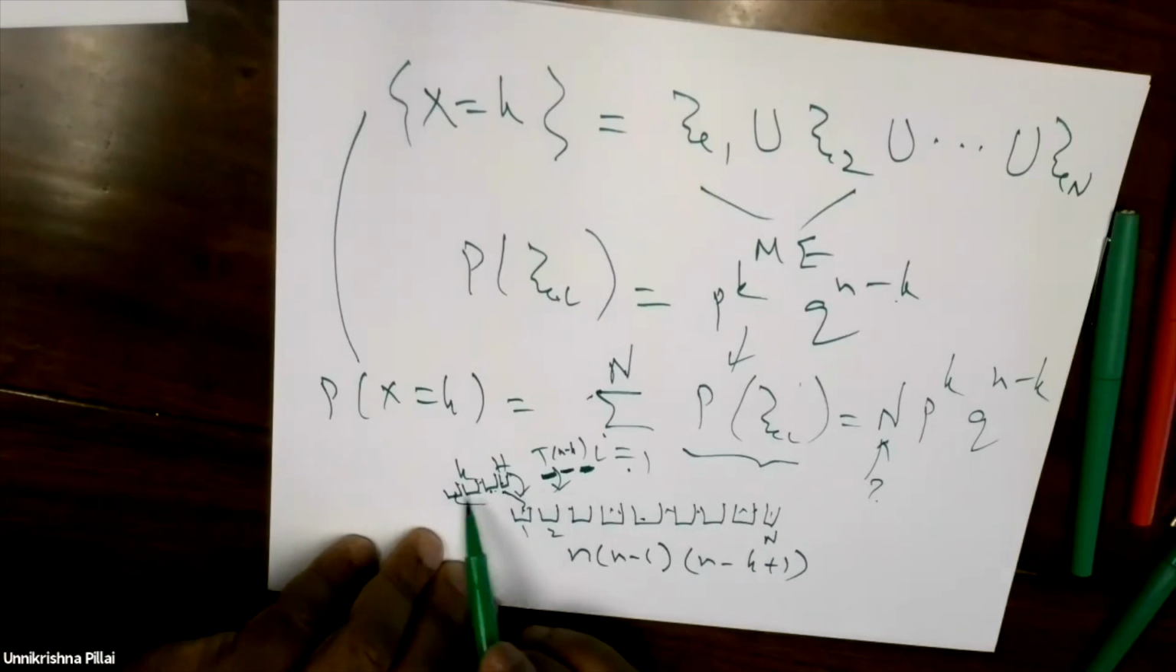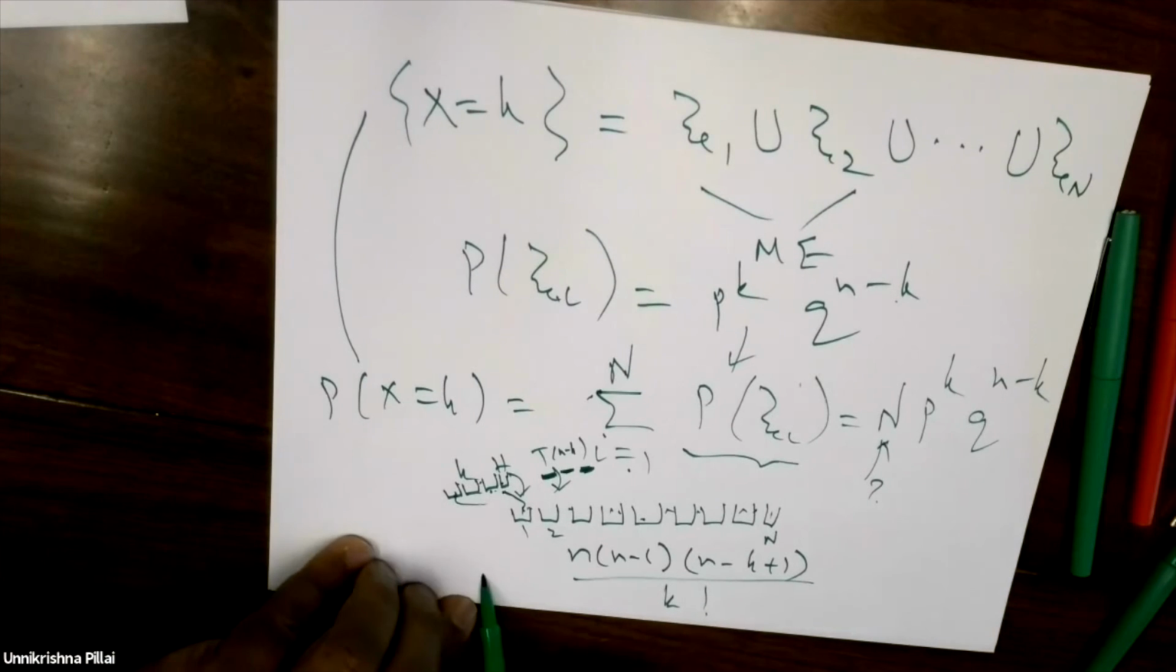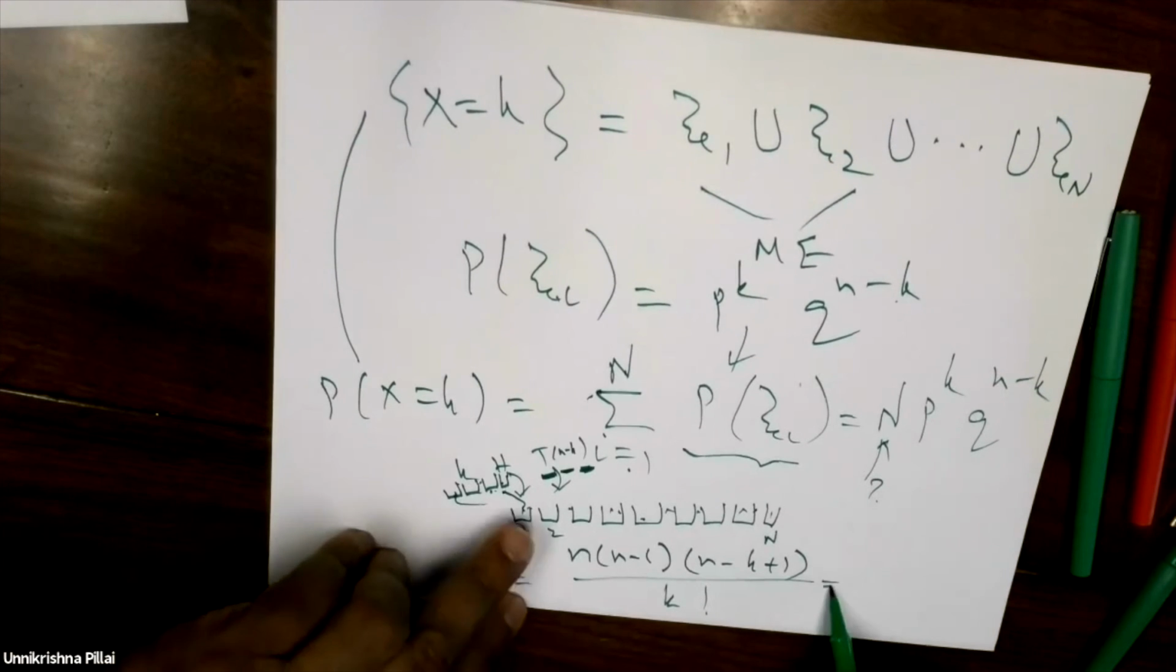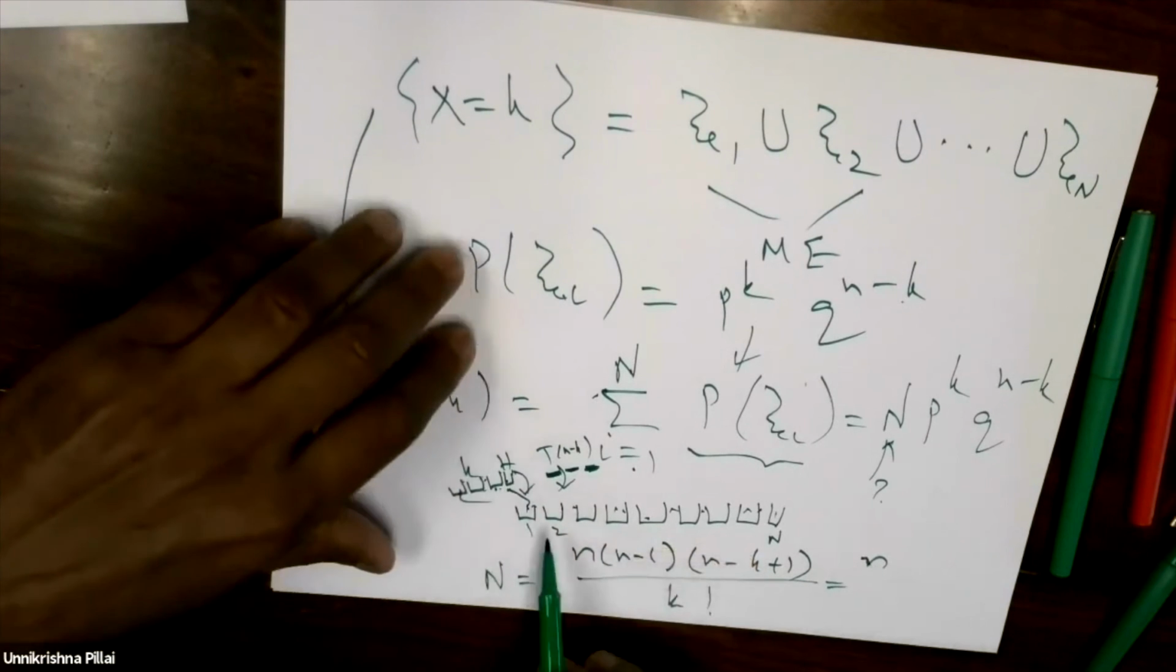But among the heads, they are not distinguishable. They don't wear different shirts or something. So they are all indistinguishable. And remember, if they were distinguishable, there would be k factorial possibilities. So we divide by that. And that turns out to be the number of arrangements. Another way to look at it is this way.